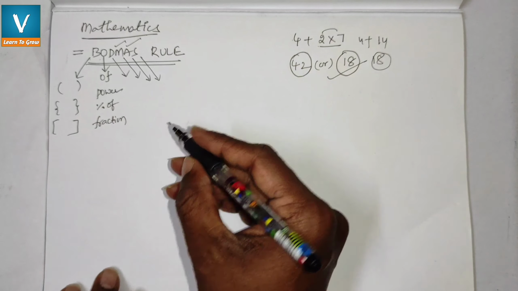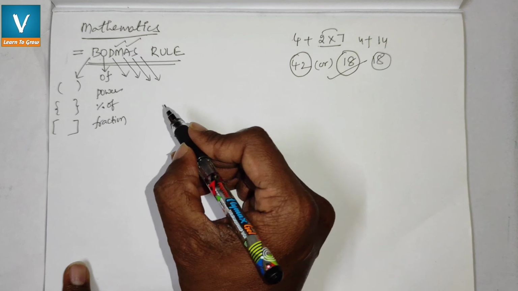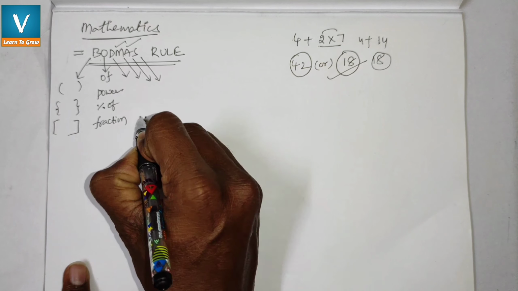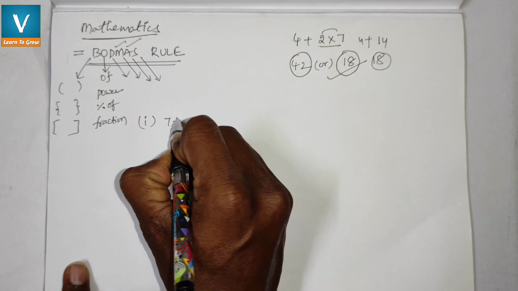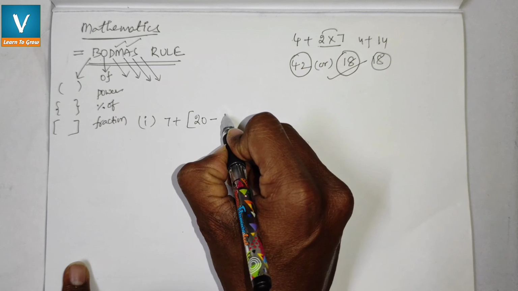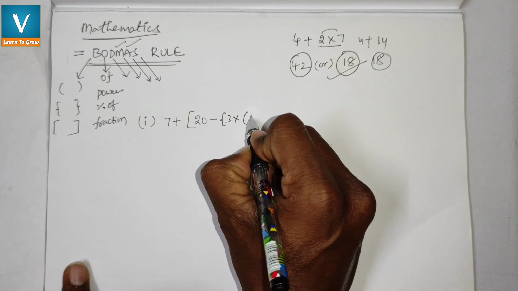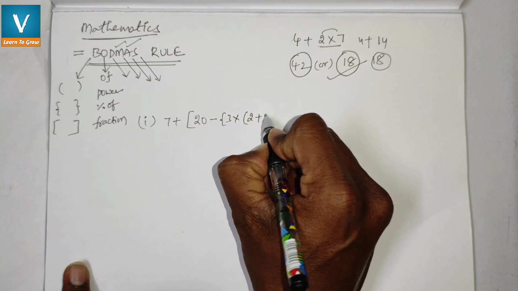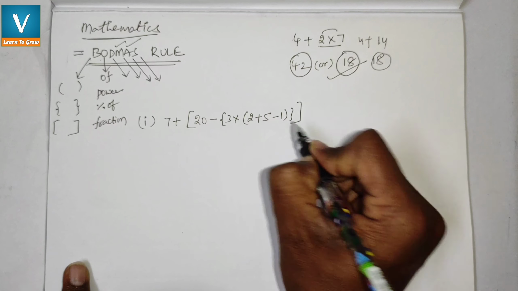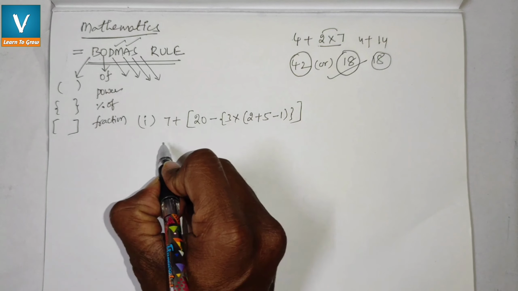Okay. So we will see some more examples. It is a very useful video from class 5 to any competitive exam. Suppose I am taking an example like this: 7 plus, taking square brackets, 20 minus, in curly brackets, 3 into, in simple brackets, 2 plus 5 minus 1, and closing the brackets like this. Suppose we solve this question. How will you solve?